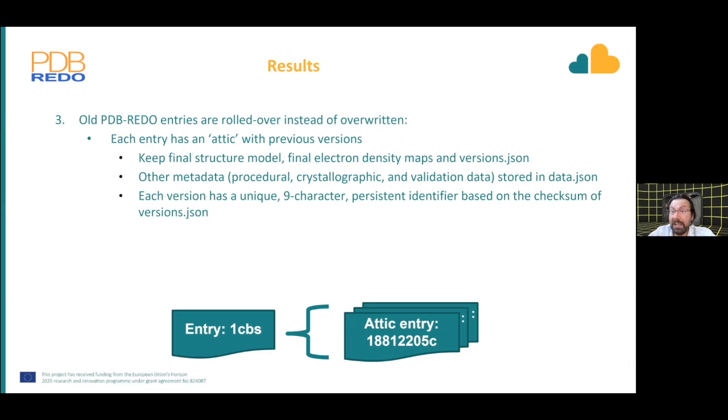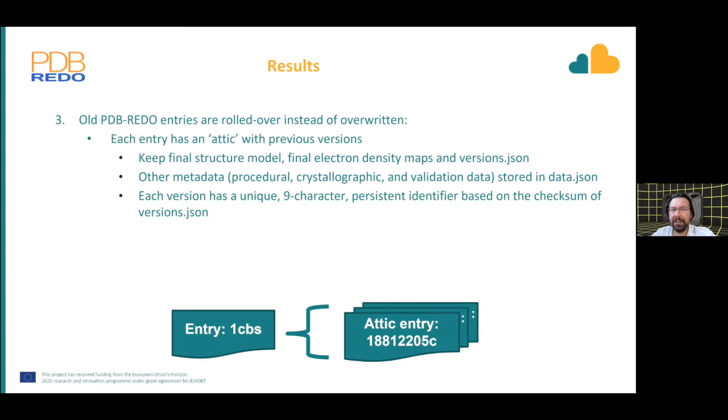In terms of not deleting old entries, we implemented a sort of rollover system. So PDB-REDO entries are rolled over rather than overwritten. And essentially, that means that for every entry linked to a PDB entry, there's an attic that has all the previous versions available. And we keep the final structure model, the final electron density map, and this versions.json that describes how the model was made. But we also keep a lot of other metadata. So the procedural data, but also crystallographic parameters and all the validation data that comes out of the PDB-REDO calculation. And these are stored in a file called data.json.